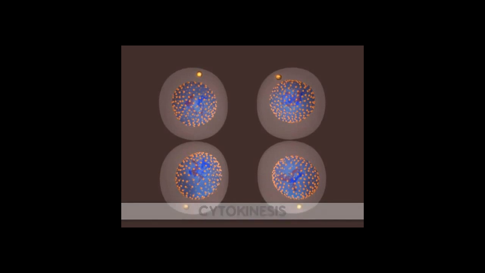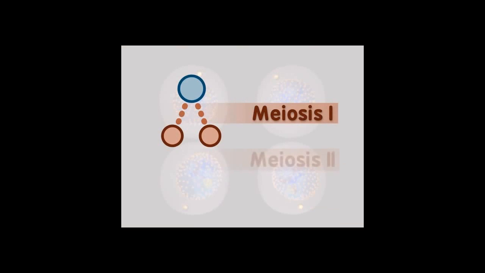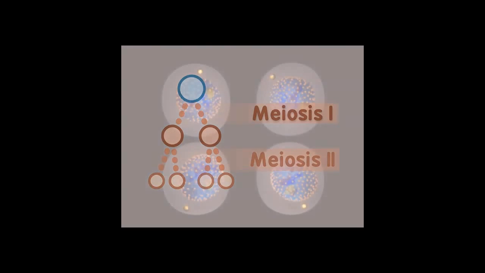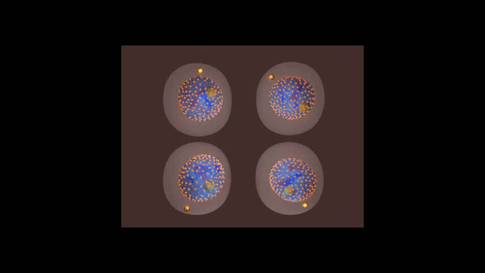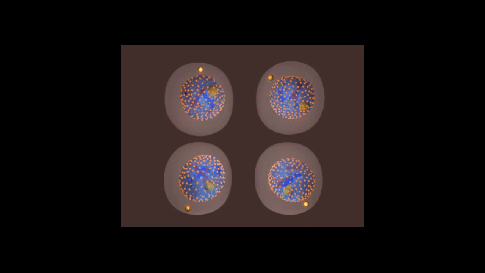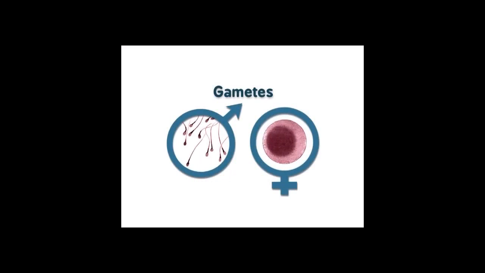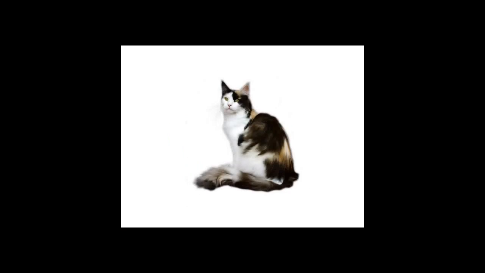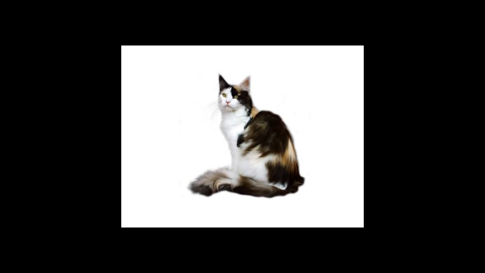Since Meiosis II began with 2 cells, and each of those cells were split into 2 cells, we now have 4 unique haploid cells at the end of meiosis. These cells are gametes. 2 gametes, one from a father and one from a mother, may fuse to produce a diploid embryo. The resulting embryo then grows through many cycles of mitosis.